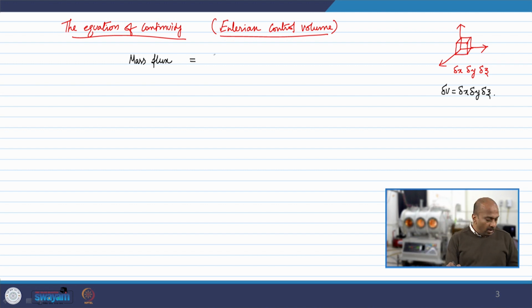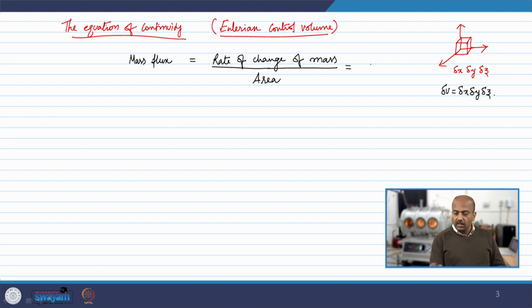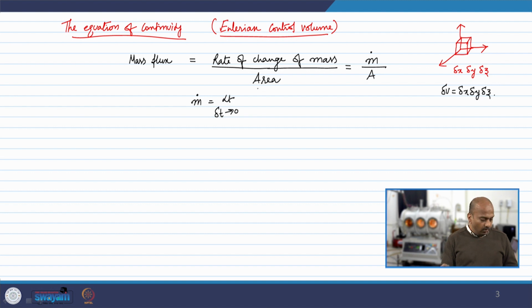Mass flux is rate of change of mass divided by area. The rate of change of mass per unit area is called the mass flux. So, we can write it as m dot divided by A. So, m dot can be written as limit delta t tends to 0 delta m by delta t, or we can simply write it as capital M by T.